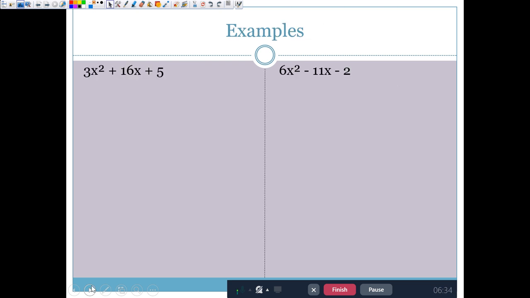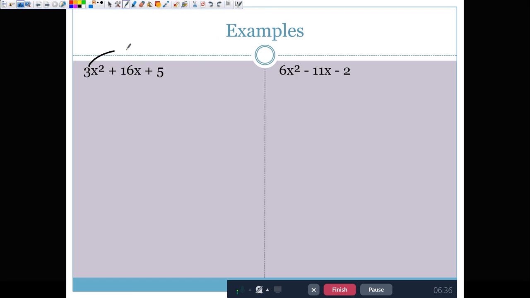So my first step is going to be to multiply a times c. So that's 3 times 5, which is 15. I'm going to replace c with 15 and make a 1. Now this looks exactly like what we were doing on Friday. So now I'm going to factor just like I was doing on Friday.